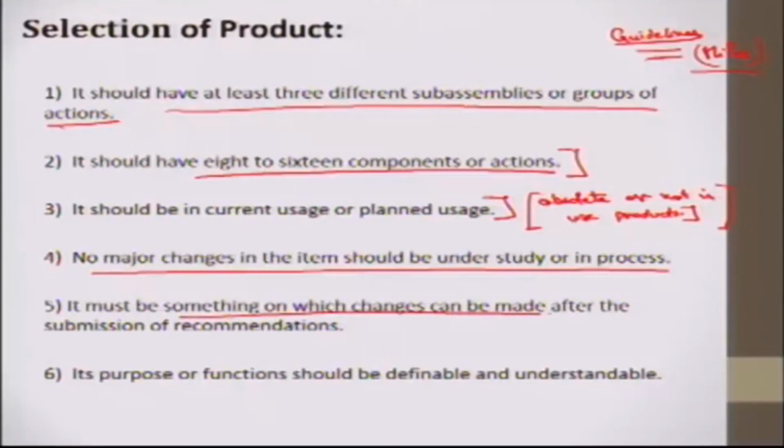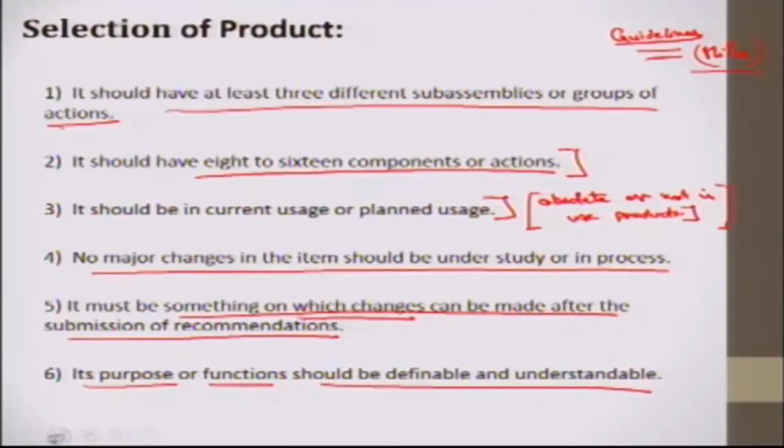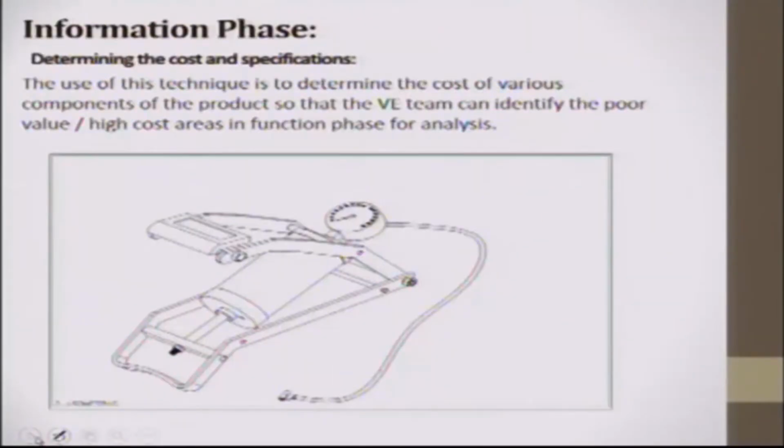So it must be something on which changes can be made after the submission of recommendations. That is, the decision maker should have the power or authority to make the changes. Its purpose or function should be definable and understandable. These are general guidelines for selection of the product.